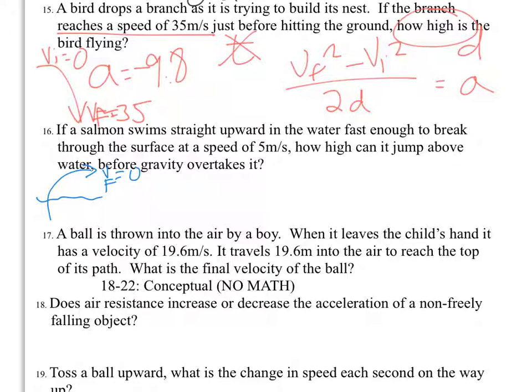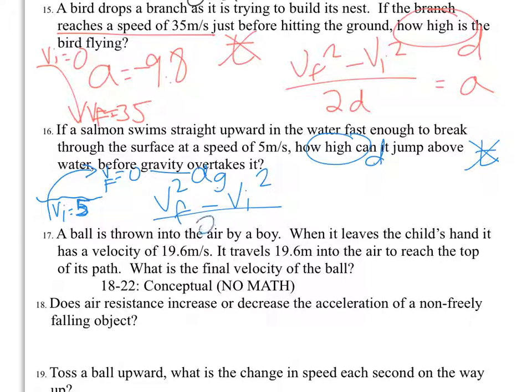And it jumps where it breaks the surface, or it starts at 5 meters per second. How high, that'd be a displacement, can it jump before gravity, or 9.8, takes over? So two velocities, an acceleration, and a displacement. Again, no time. So my equation would be final minus initial squared divided by 2 times the displacement equals my acceleration of gravity.